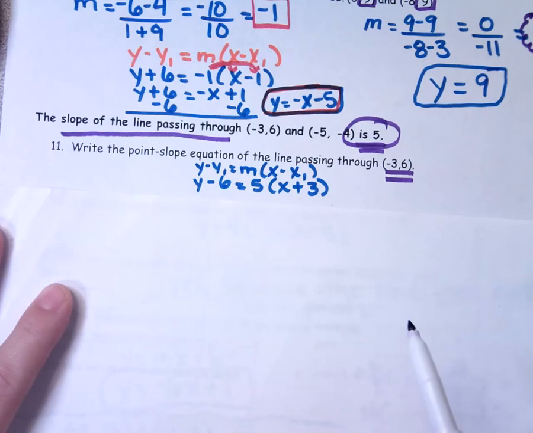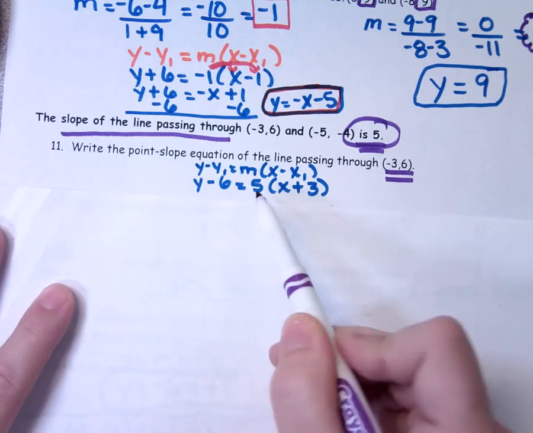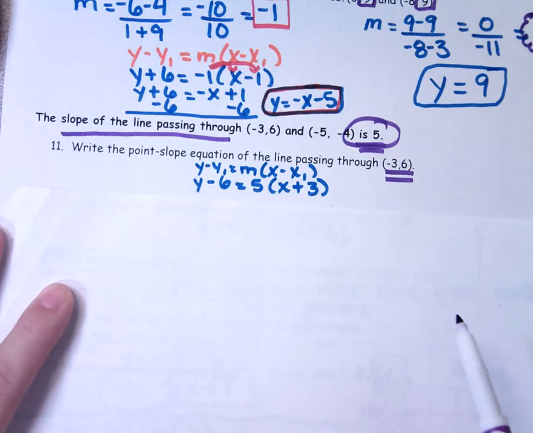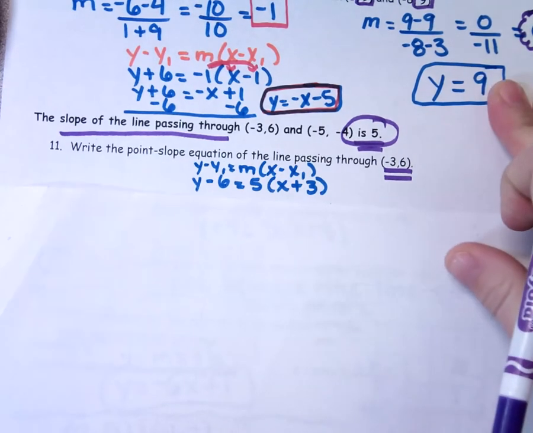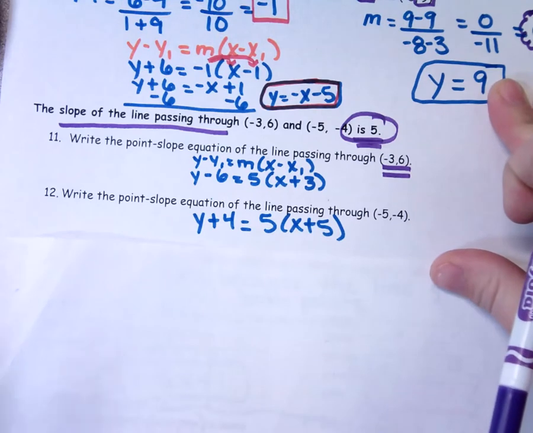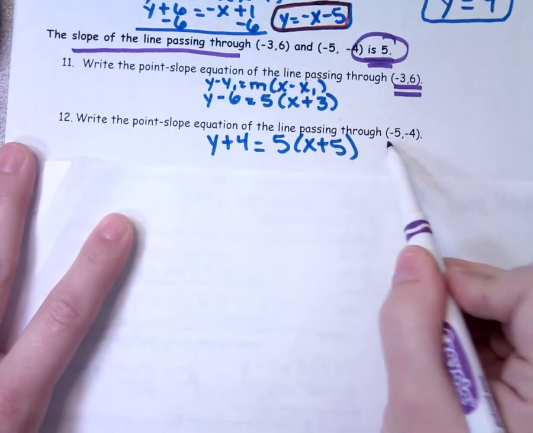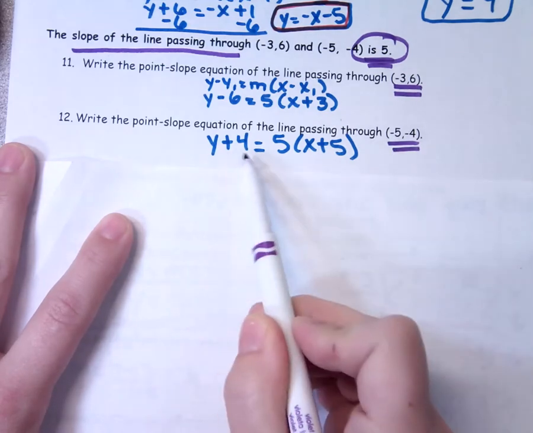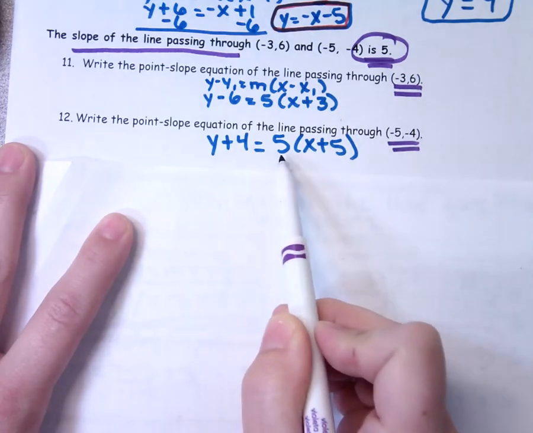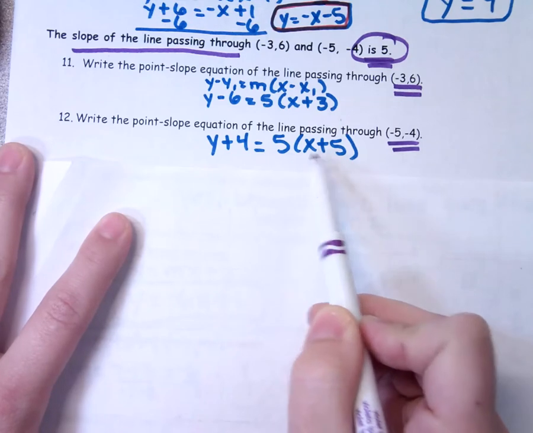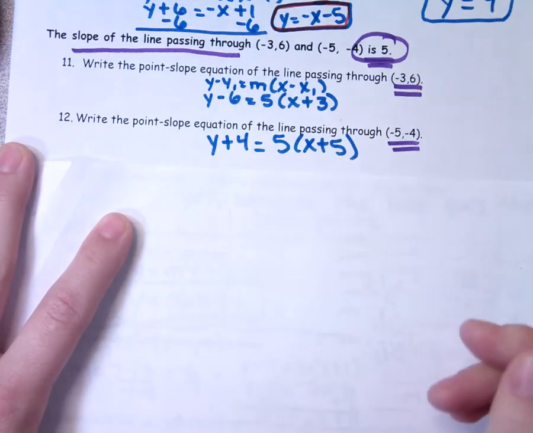And I stop right there. That's point slope. I don't need to keep going. If it says slope intercept, I'll distribute the 5. But since it says point slope, I'm done. Next problem, just like it. It wants the point slope equation of the line passing through -5, -4. So it's y minus the y coordinate equals slope of 5 again, x minus the x coordinate.